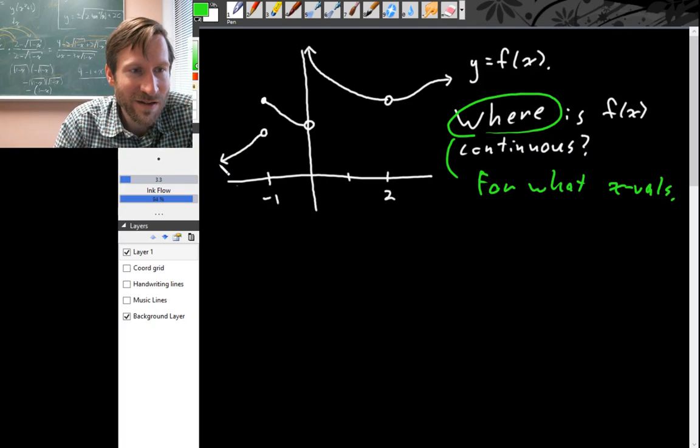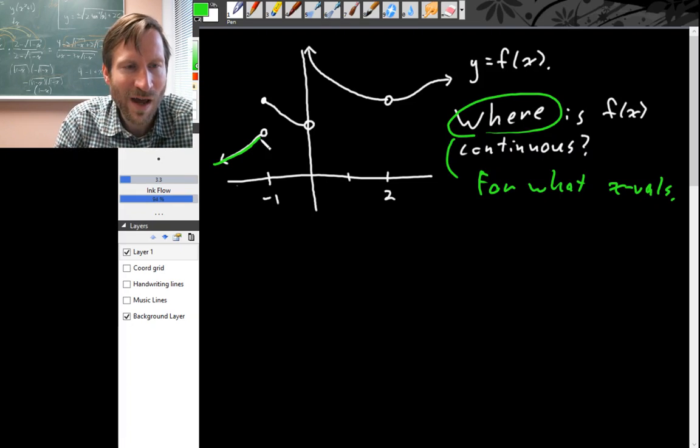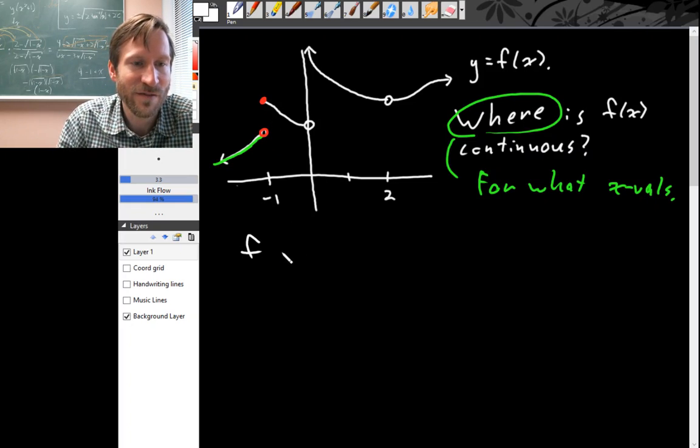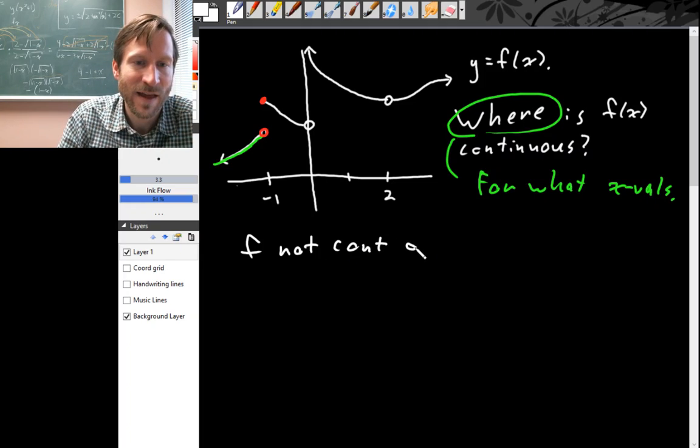So starting all the way to the left on this graph, since you could trace this graph without lifting up your pencil all the way through these x values that I'm drawing now, the function is continuous for all of these x values, all the way up until -1. At -1, you have to lift up your pencil to draw the graph, and so that means that the function f is not continuous at x equals -1.